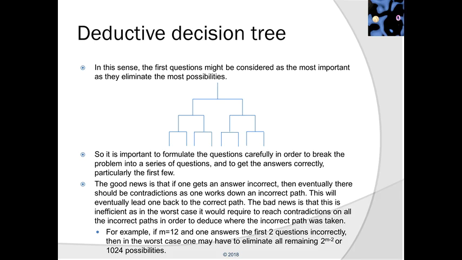The good news is that if one gets an incorrect answer, then eventually there should be contradictions as one works down an incorrect path. This will eventually lead one back to the correct path. The bad news is that this is inefficient, as in the worst case it would require reaching contradictions in all the incorrect paths in order to deduce where the incorrect path was taken. For example, if m equals 12 and one answers the first two questions incorrectly, then in the worst case, one may have to eliminate all remaining 2 to the m minus 2, or 1024, possibilities.